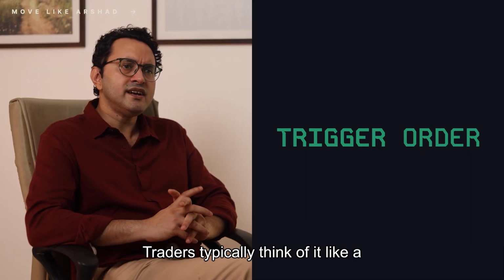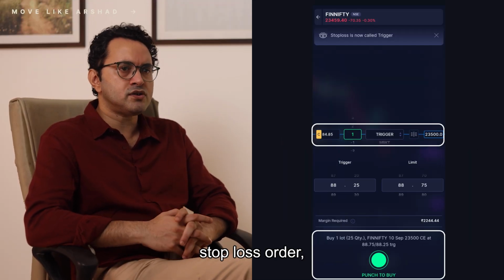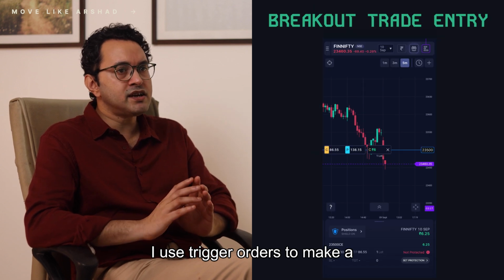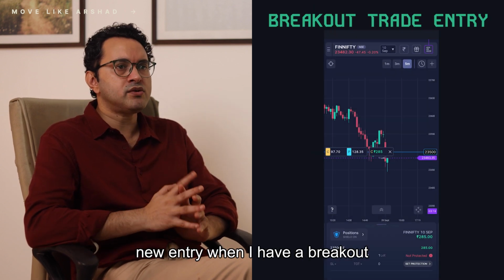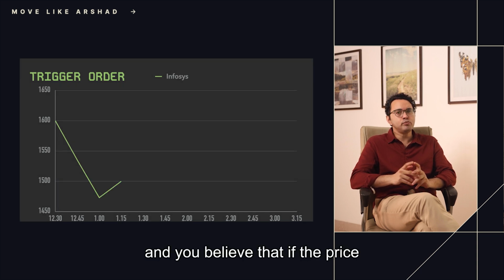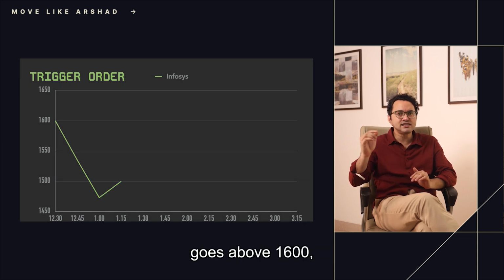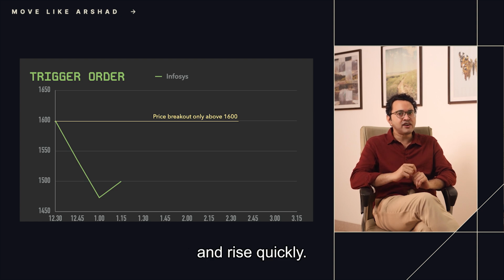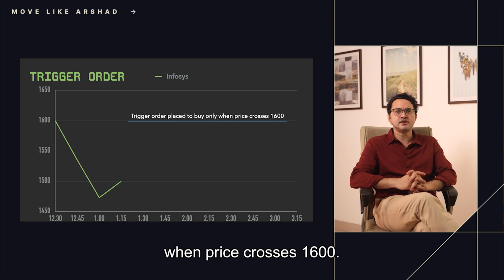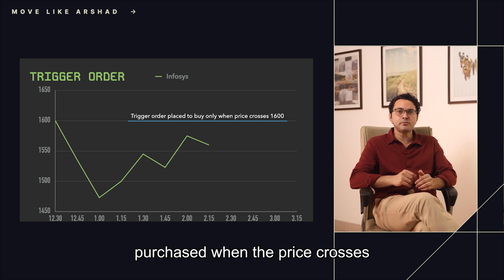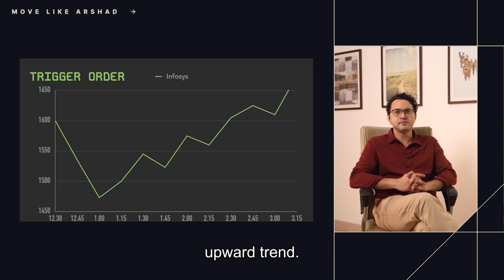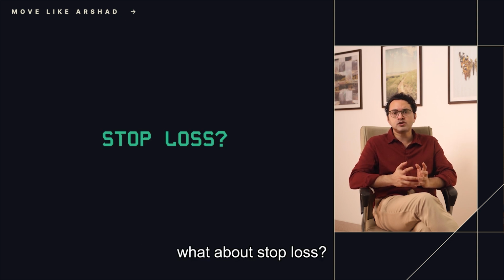A trigger order. Traders typically think of it like a stop loss order, but my use case for it is a bit different. I use trigger orders to make a new entry when I have a breakout in mind. Imagine Infosys shares are trading at 1,500 and you believe that if the price goes above 1,600, price will break out and rise quickly. You can set a trigger order to buy when price crosses 1,600. This means your order will be purchased when the price crosses above the set level, ensuring you get in on the upward trend.